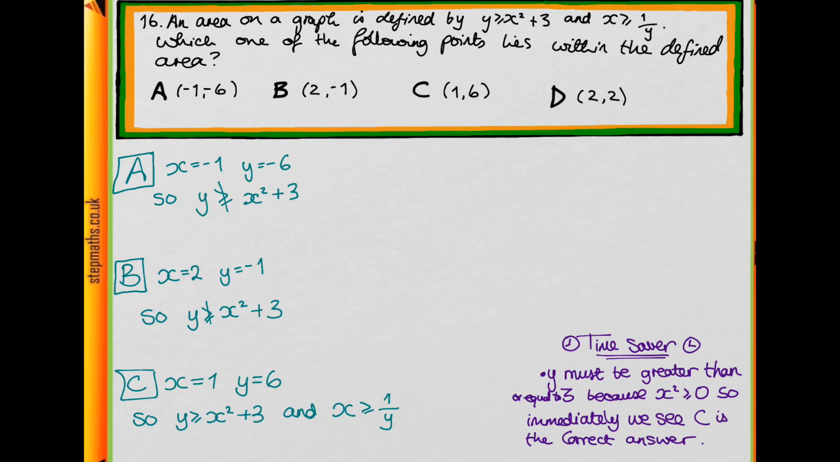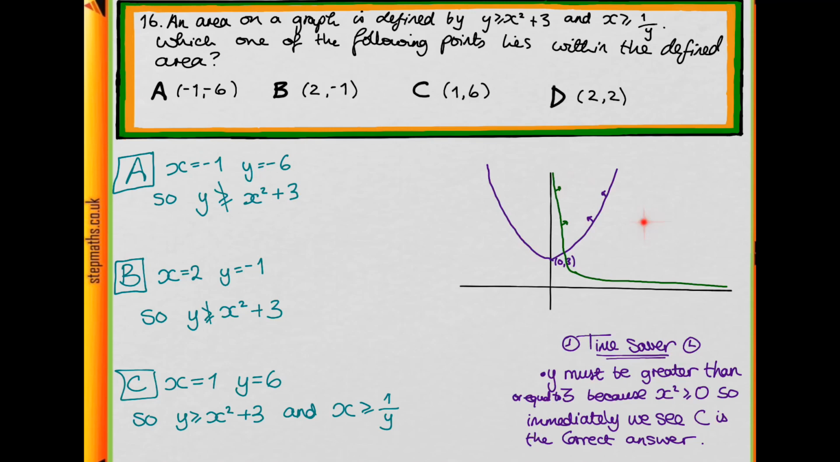However, we can do this a lot quicker, as I said, because if we look at this first inequality, we have that y is greater than or equal to x squared plus 3. And if we think about what this means, x squared must be greater than or equal to 0, because we've squared something, it can't be negative. And so we've got something greater than or equal to 0, plus 3, which means that y has got to be greater than or equal to 3. And so the only answer which works is C, where y is 6. So that's a lot quicker way of getting to the answer.